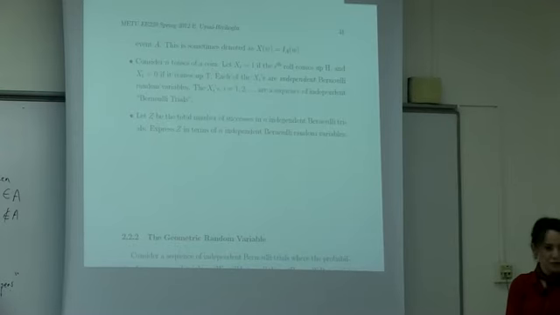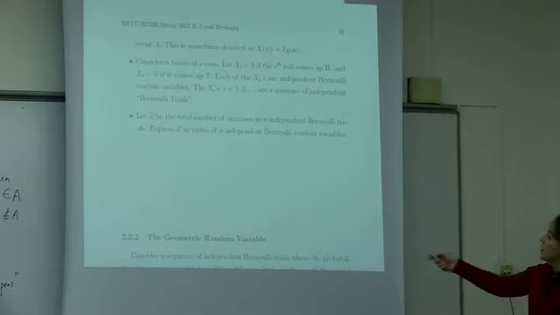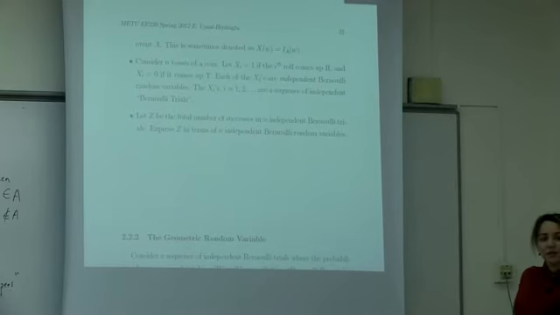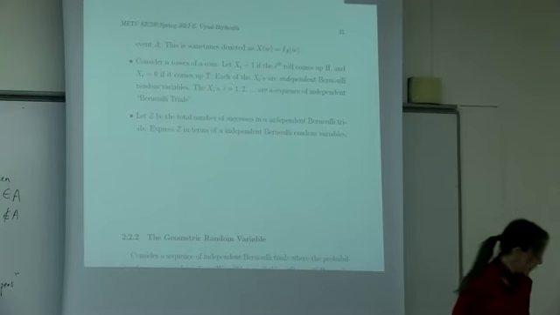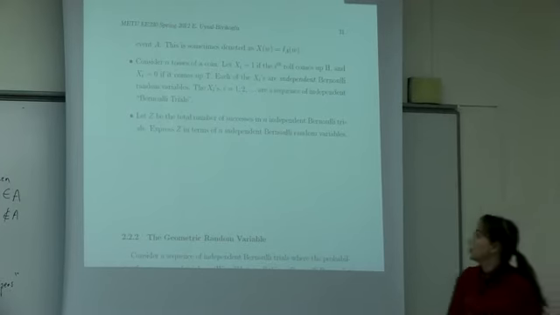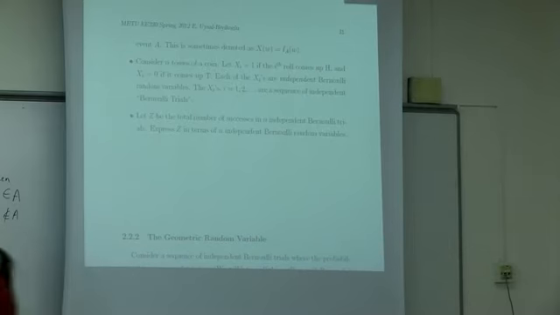Because these are, by definition, independent trials. So the Xi's are called a sequence of independent Bernoulli trials. Later on, we'll characterize this as a Bernoulli process. It's too early now. So let Z be the total number of successes in n independent Bernoulli trials. Can you express Z in terms of independent Bernoulli random variables?